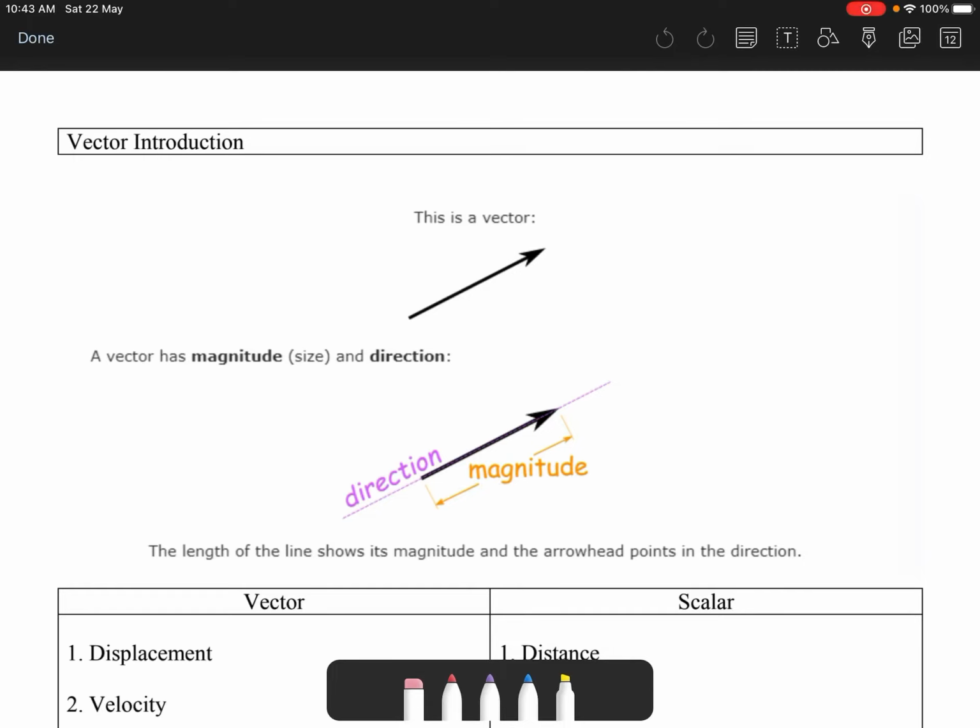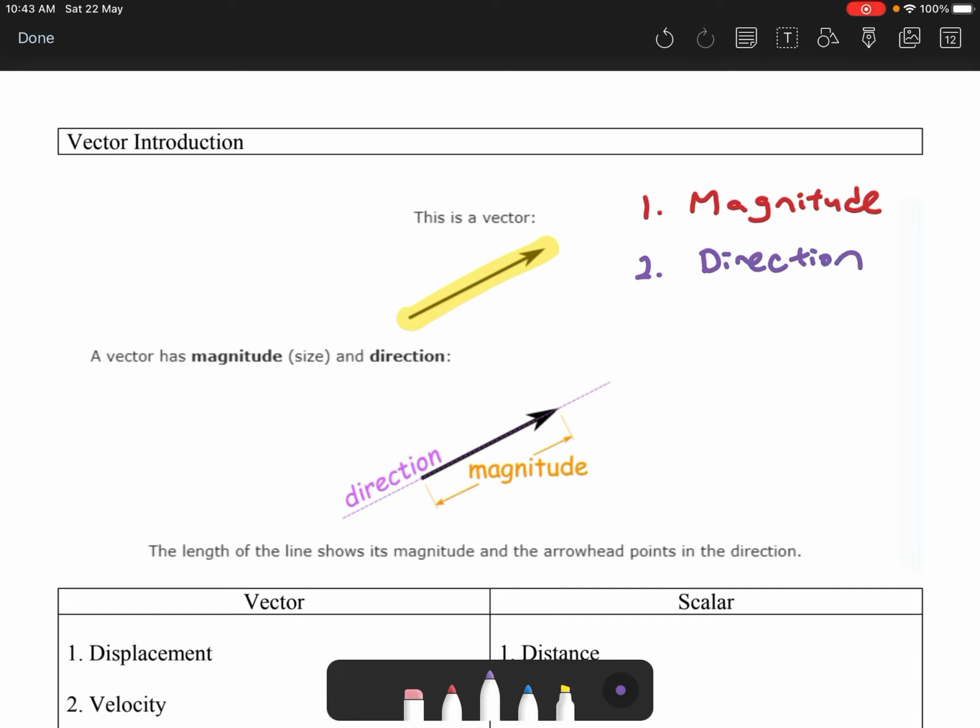Okay, so today we'll go to the chapter of vector. Okay, so first of all, what is a vector? Vector basically is something like an arrow. And this arrow, right here, has both your magnitude and your direction.